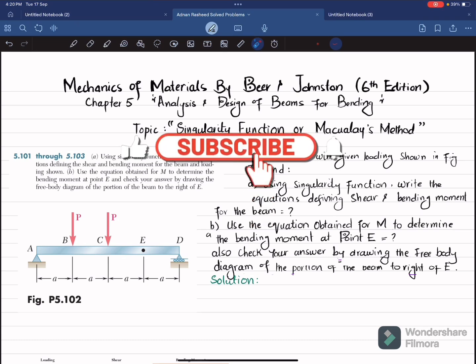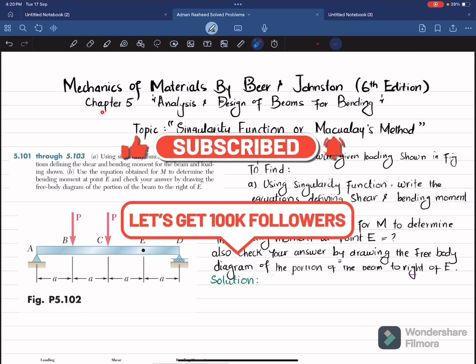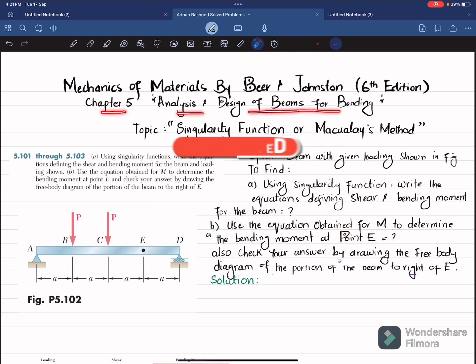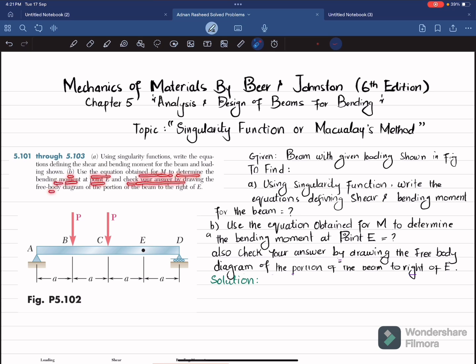Welcome back. Problem 5.102. This problem is taken from chapter number 5, Analysis and Design of Beam for Bending, and the book name is Mechanics of Material by Beer and Johnson, 6th edition. And the topic that we are covering is singularity function, or it is also known as Macaulay's method. So the statement is, using singularity function, write the equation defining the shear and bending moment for the beam and loading shown. And in part B, use the equation obtained for M to determine the bending moment at point E, and check your answer by drawing the free body diagram of the portion of the beam to the right of E.